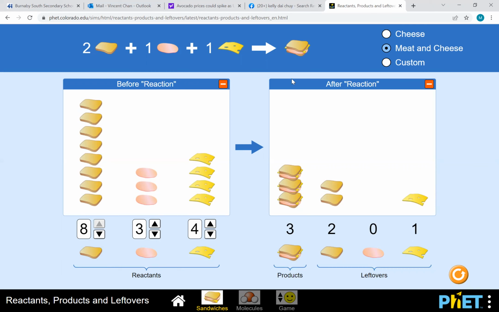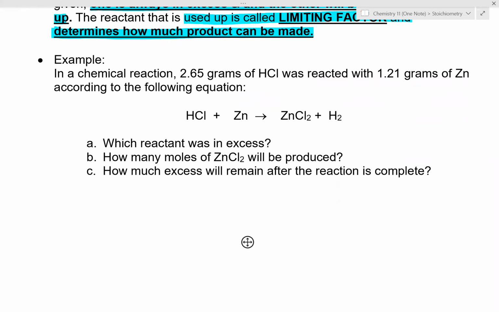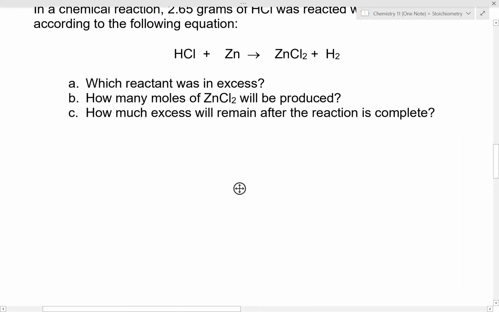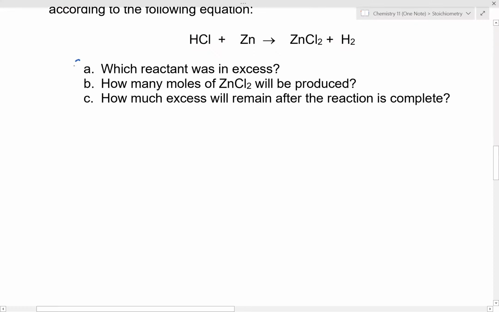So how do we approach a question like this? Let me give you an example. In a chemical reaction, 2.65 grams of HCl was reacted with 1.21 grams of zinc, according to the following equation. Which reactant is in excess? How many moles will be produced? And how much excess will remain after the reaction is complete? I'm going to do the first 2 questions, A and B, together.